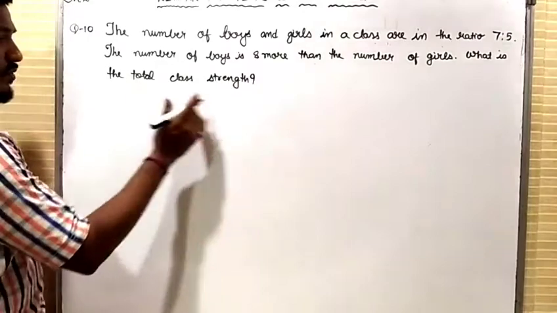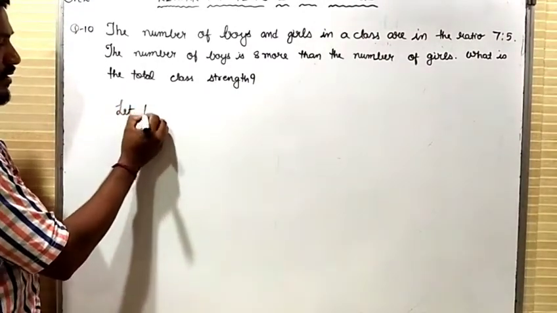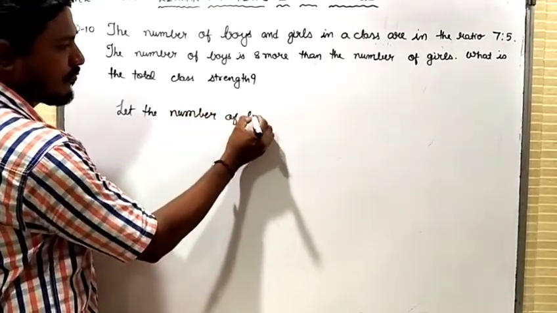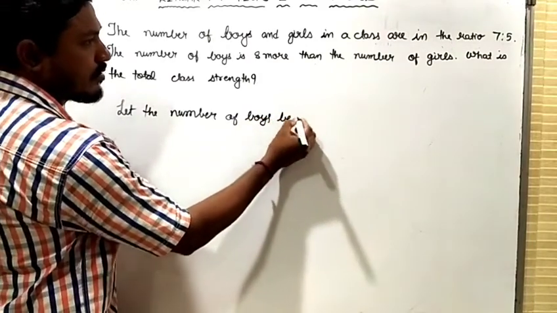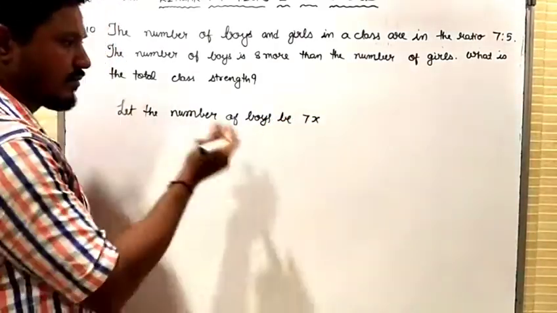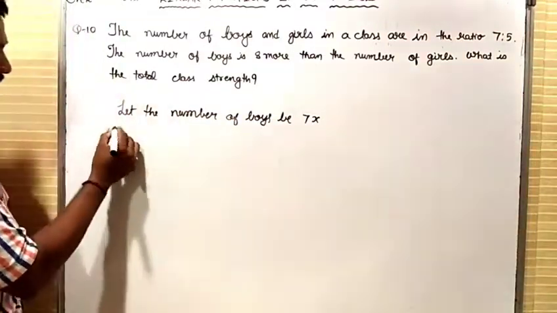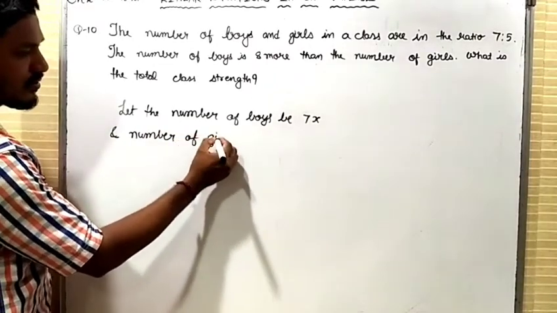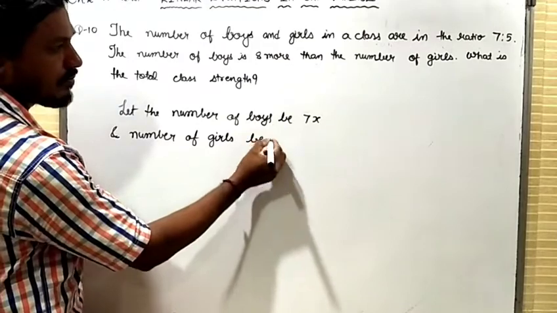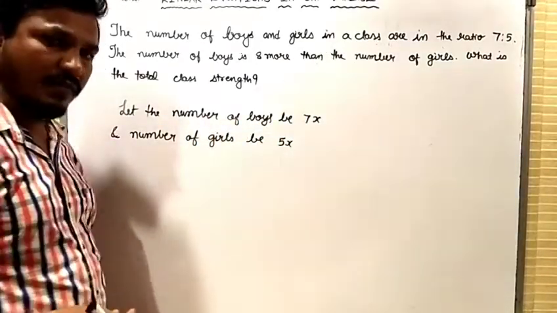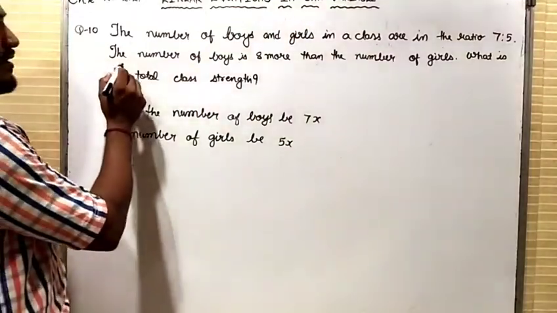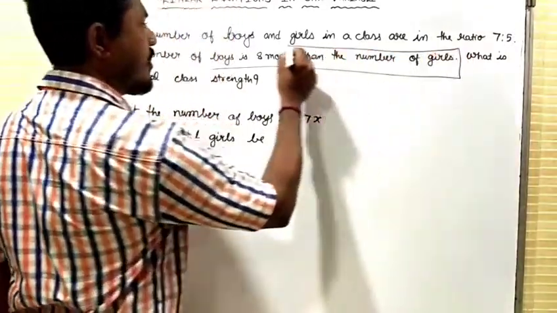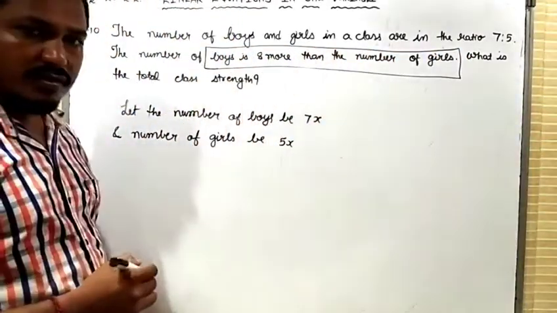So what we will do, first let us suppose the number of boys be 7x. We don't know the number of boys, it should be a multiple of 7, and the number of girls be 5x. It should be a multiple of 5. Now one more condition is given: the number of boys is 8 more than the number of girls.